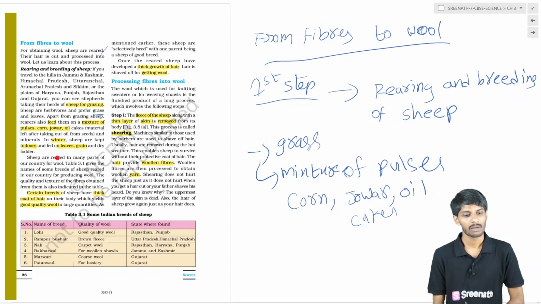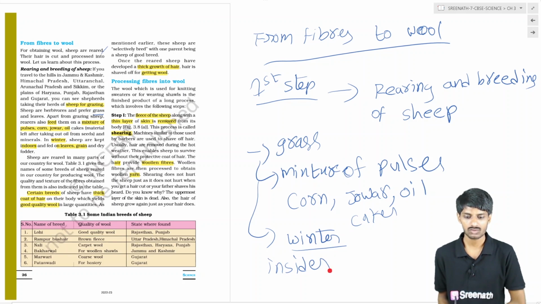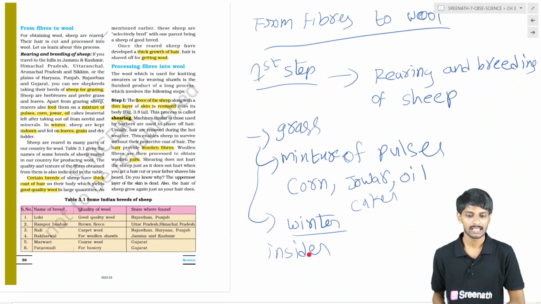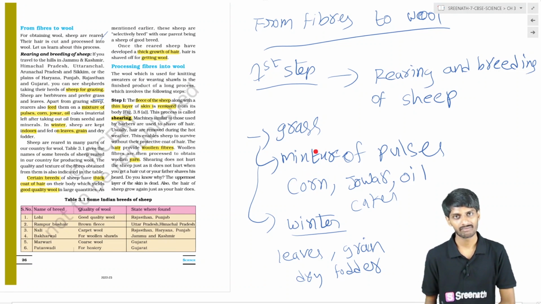Okay students, in the winter, sheep are kept indoors and fed on leaves, grains and dry fodder. In the winter they are not sent outside. For grass they are sent outside for grazing, but in winter they are kept inside and fed with leaves, grain and dry fodder. So this is the total food that is given to sheep.